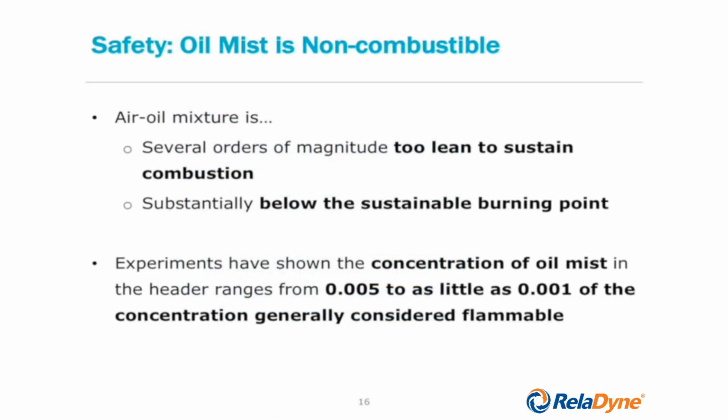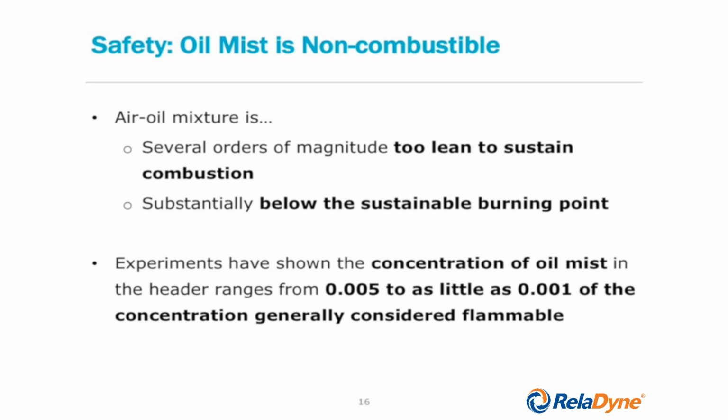Safety of an oil mist system is fairly easily explained. Oil mist is non-combustible. It's an air-oil mixture, and typically it is a volumetric ratio of 200,000 volumes of instrument air with 1 volume of oil. And the oil is, of course, atomized, as we mentioned earlier in this webinar, and it is so lean that it cannot in any way sustain combustion. It is not an explosive mixture. It is substantially below the sustainable burning point.